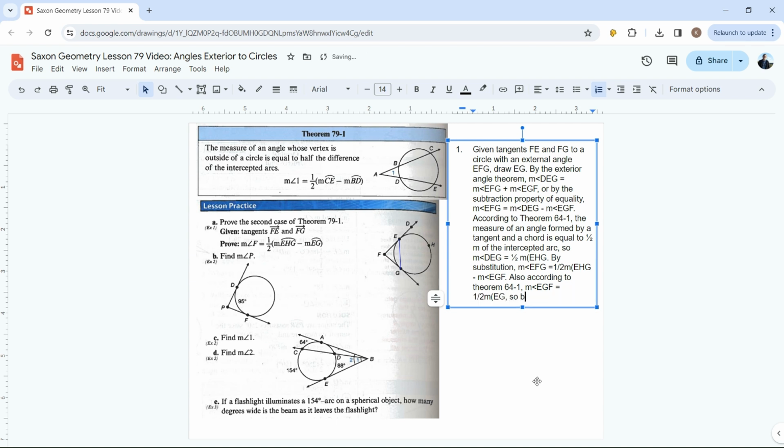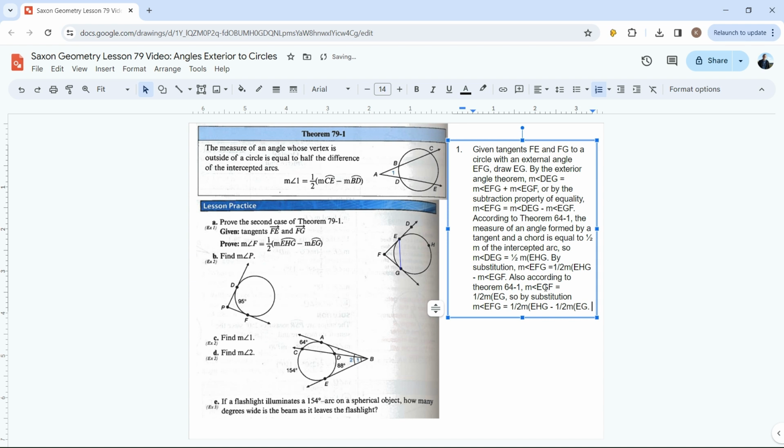Then one more time, we're going to be using substitution. So again, by substitution, the measure of angle EFG, which is again exactly what we're looking for, equals 1/2 the measure of arc EHG. That's what we established before. But remember, before we had minus the measure of angle EGF. Now I can substitute the measure of angle EGF with 1/2 the measure of arc EG. Theorem 64.1 really carried a lot of weight here.